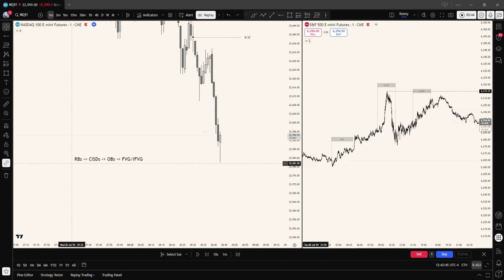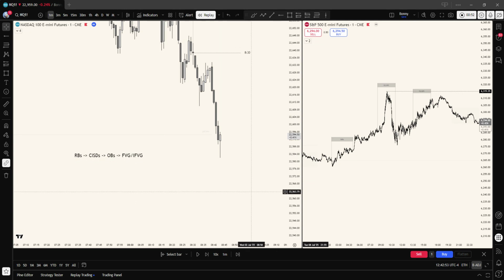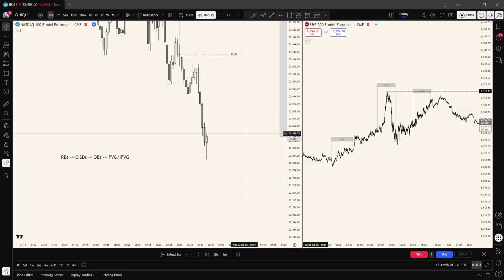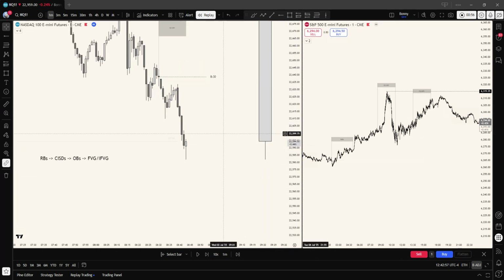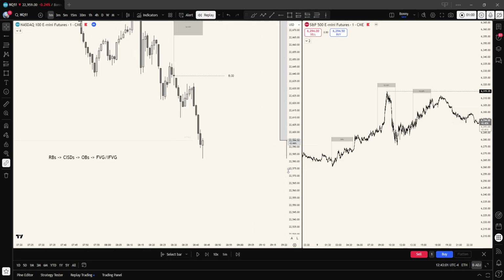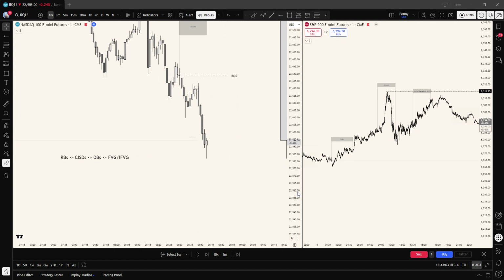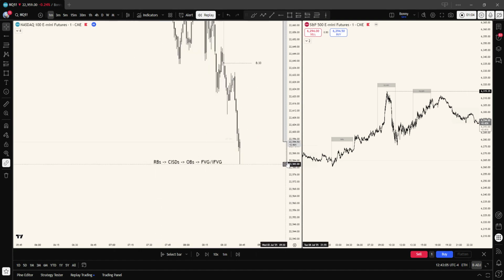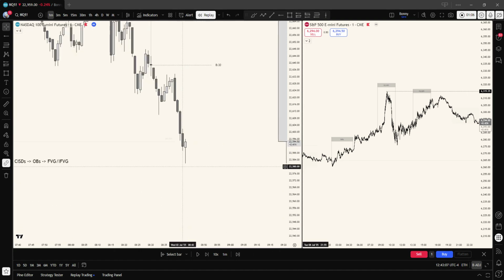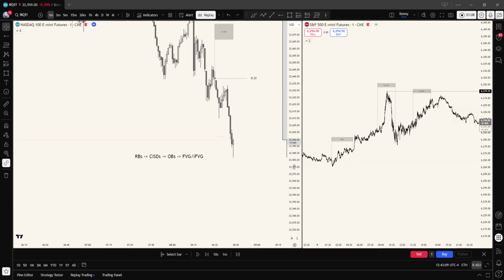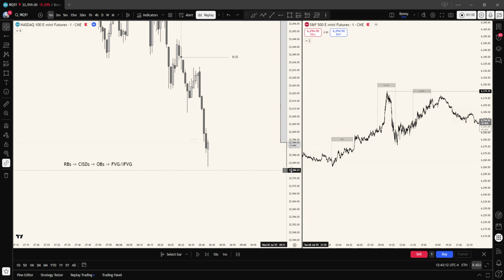Personally, I only take rejection blocks because I don't like taking CISDs, OBs, or any of these fair values, because you would need to adjust your position size as well as your stop range, so you'd have lower RR because you'd have to put stops to protect it low. But yeah, so what is a rejection block? A rejection block is the rejection wick formed by a sweep of liquidity or a rebalance of an imbalance.